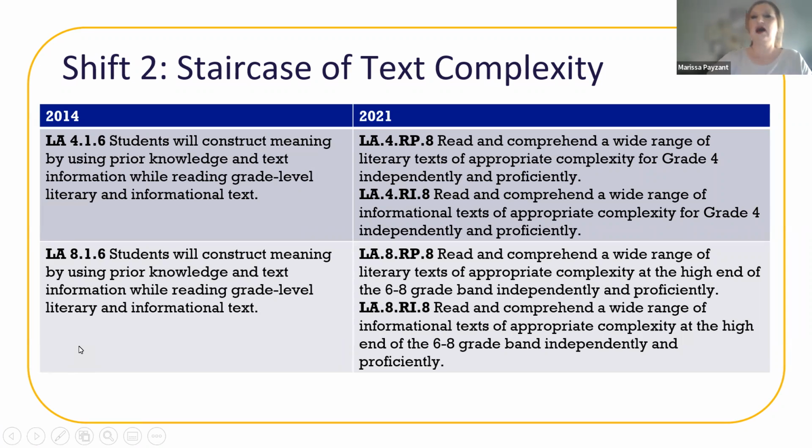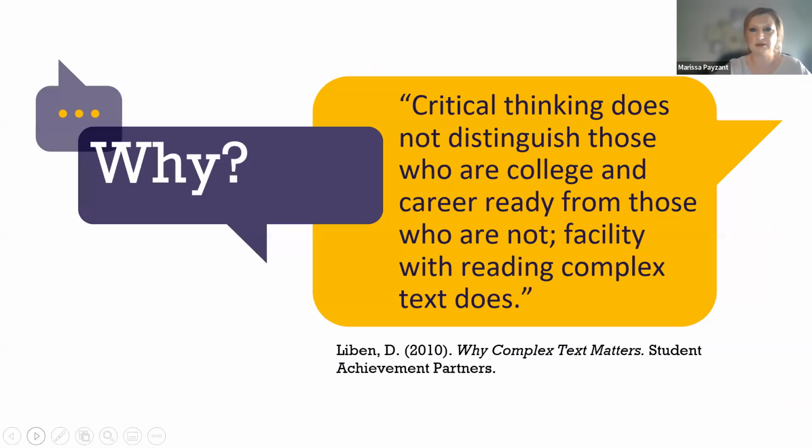Okay, shift number two. I'm calling the staircase of complexity. So for the first time, our revised standards have specific information about where we want students to be reading by the end of a grade level. So for example, there you'll see for grade four on the 21 side, students will read and comprehend a wide range of informational texts of appropriate complexity for grade four, independently and proficiently. So we really want to think about how text complexity builds within a grade and how it builds out across K-12. So our revised standards do have that clearer expectation with text complexity.